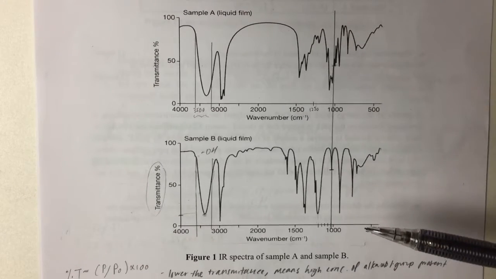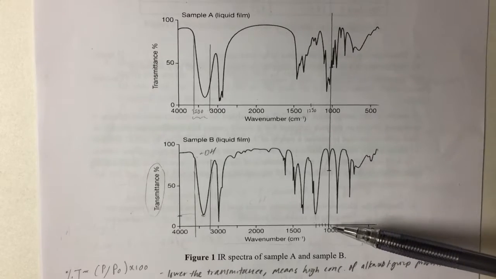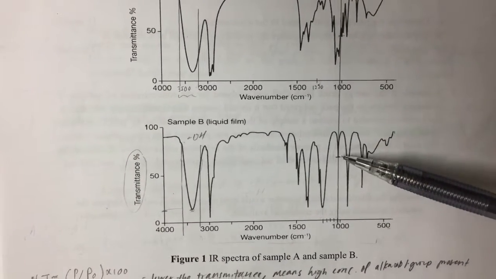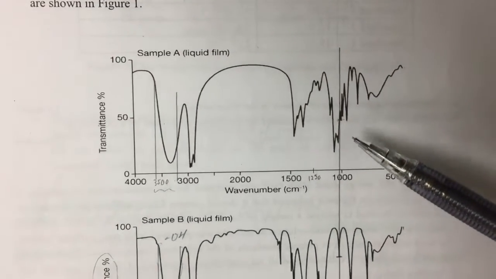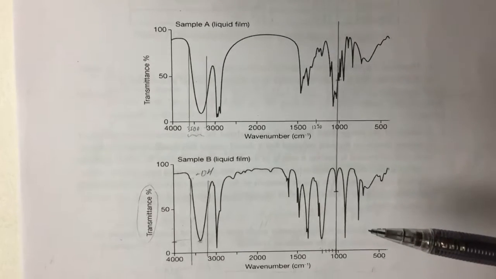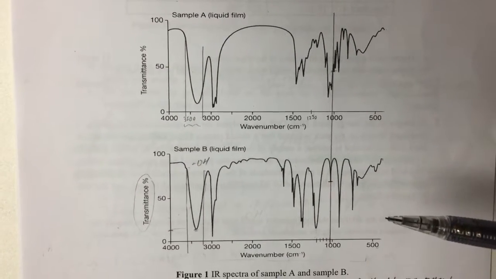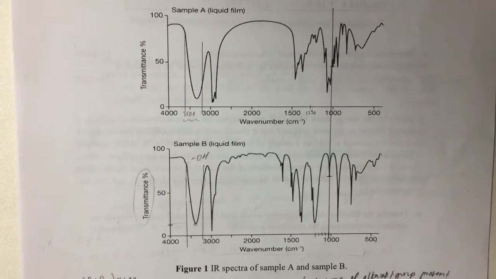So for example, at wave number 1050, sample B has a higher transmittance percentage than A, which can generally indicate that sample B has more CO stretch than sample A, so they are different compounds.